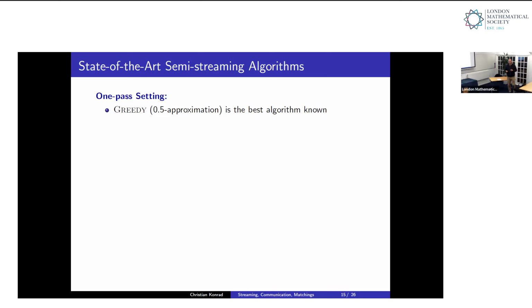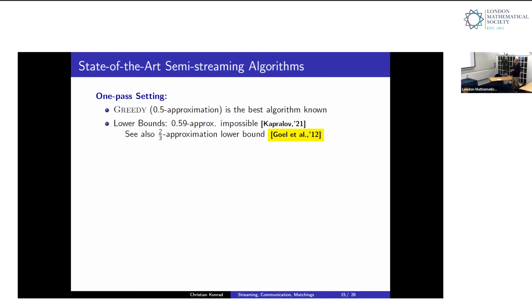This question is really very open in a very strong sense. Even if we gave you space, say n to the 1.99, then we still couldn't improve on this approximation factor of 1/2. So this is a very hard problem that has been open since a long time.